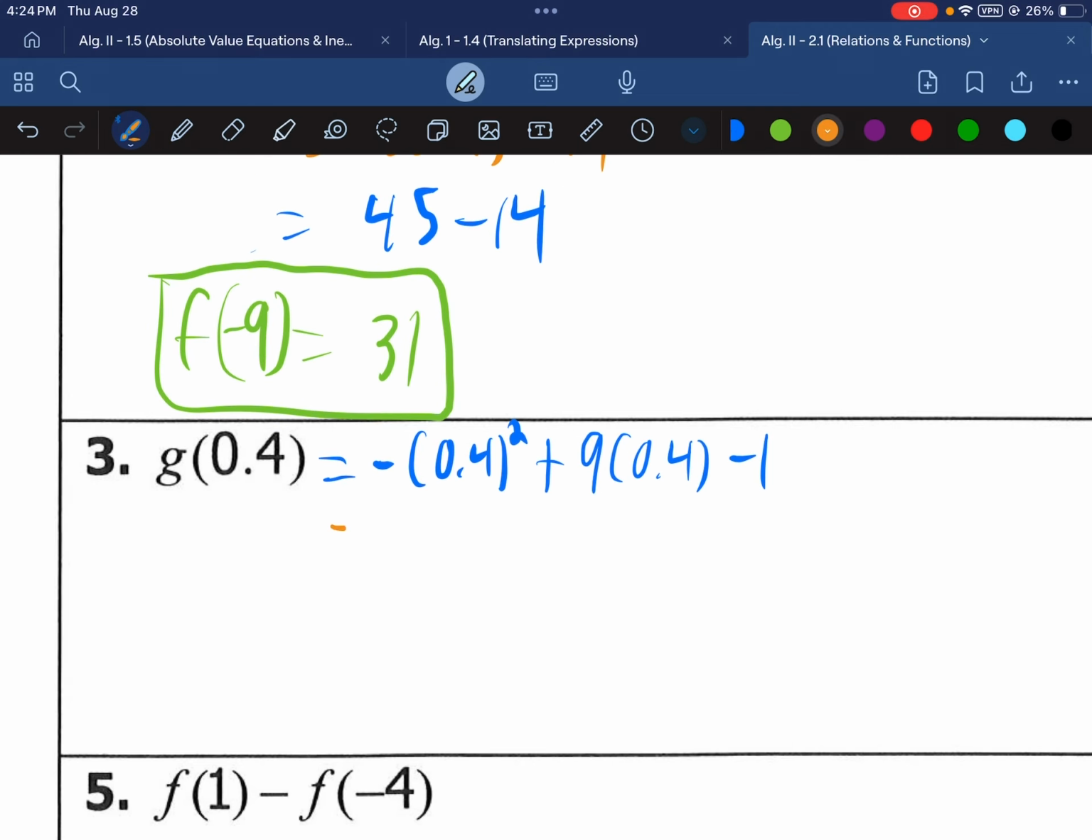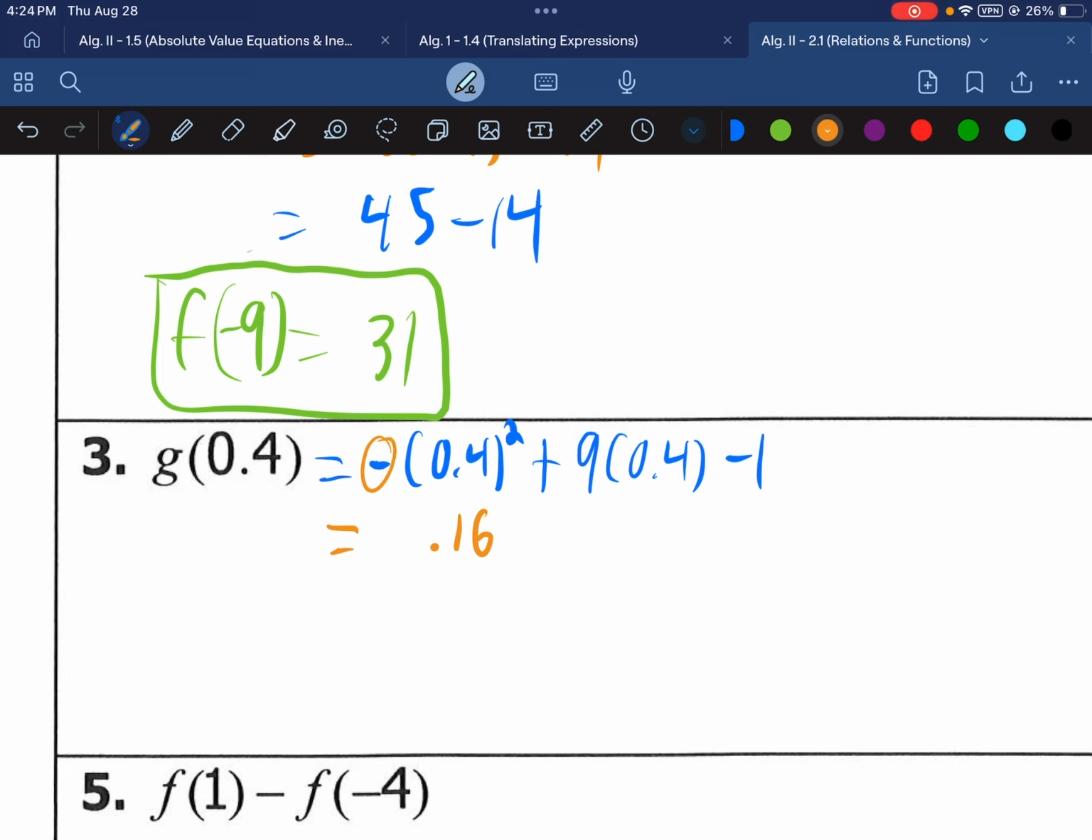Now as I do 0.4 squared, I end up getting 0.16. And it's a negative 0.16. The negative is outside the parentheses. It is not part of what's being squared. So we don't do a negative times a negative. It's a positive times a positive, and then we make it negative. 9 times 0.4 is 3.6, and we subtract 1. If we combine these three numbers, we end up getting 2.44.